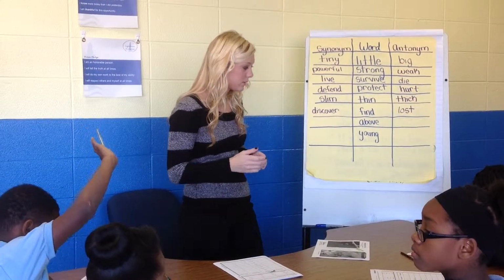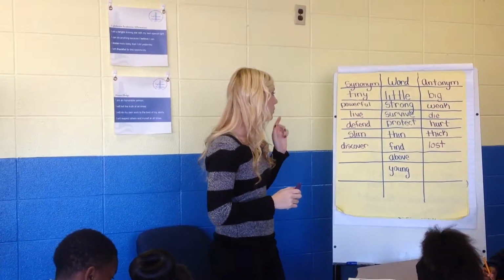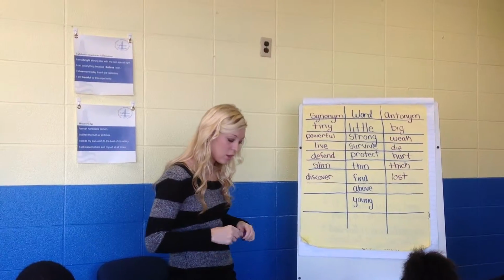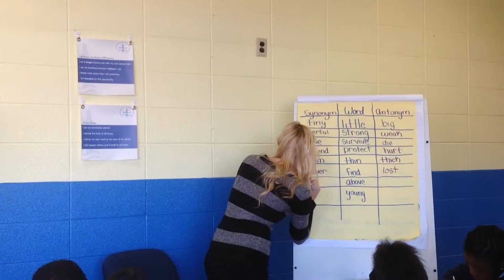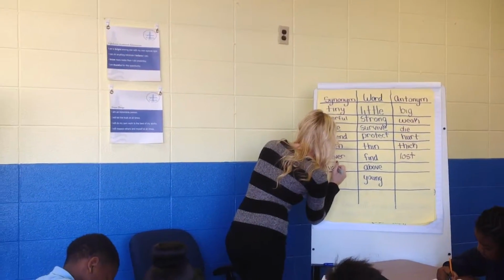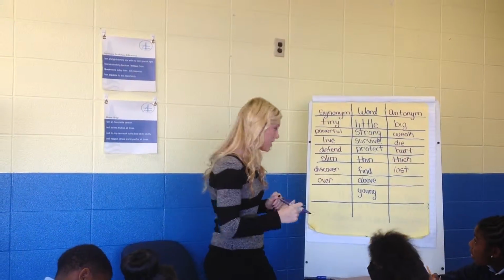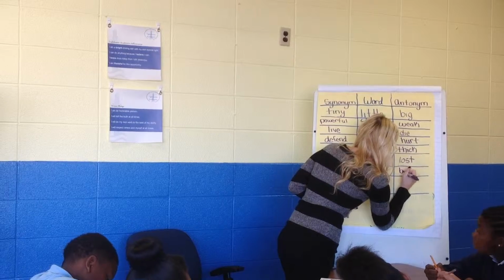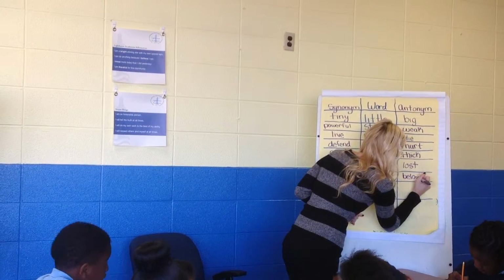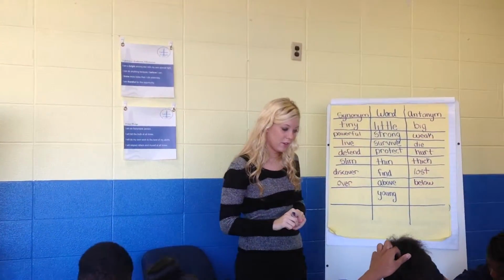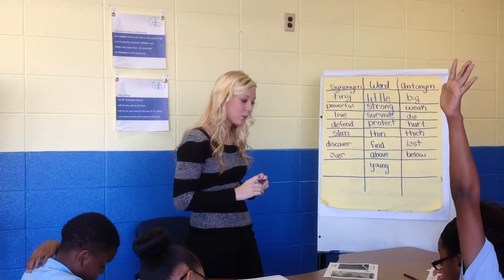Okay, what about the next word? What's the next word? Above. Do you know what the synonym for above is? Over. Very good. And what about below? Good job. That's the opposite. Very good. Okay, and the last one, what's the last word?